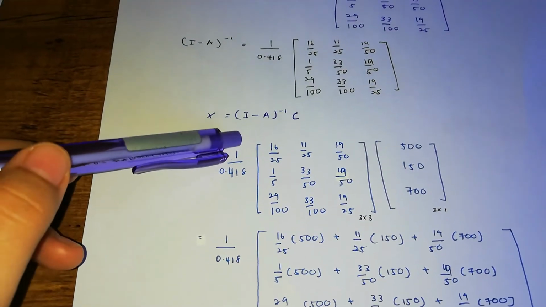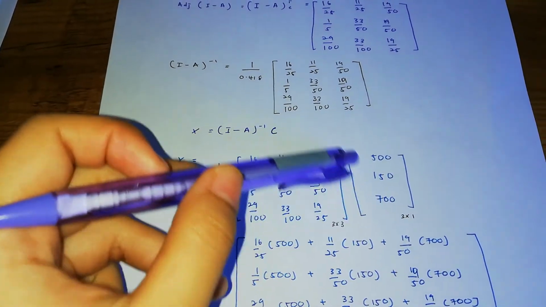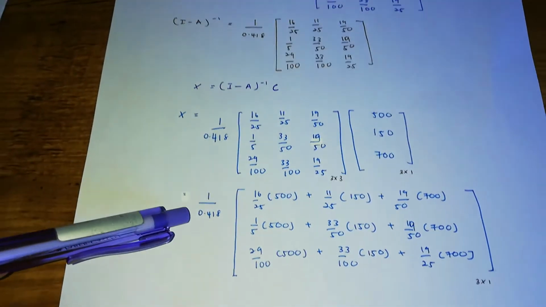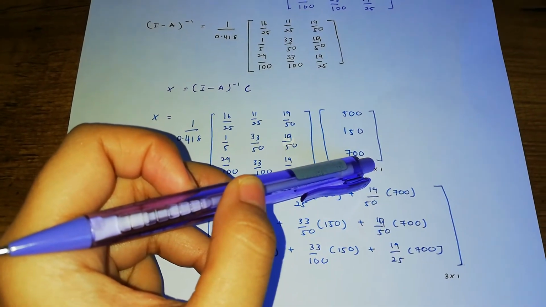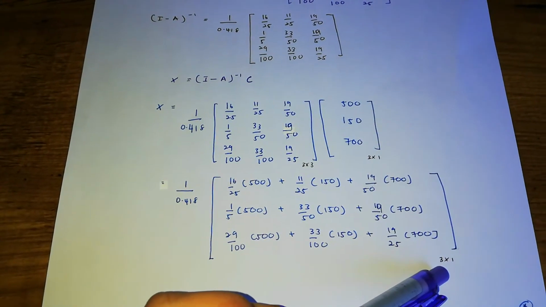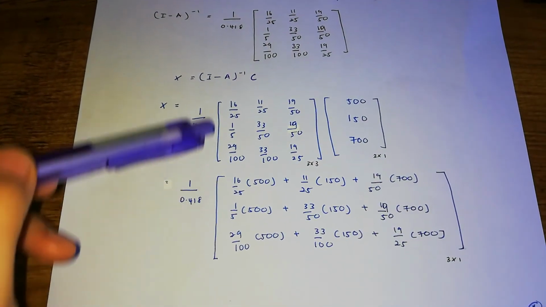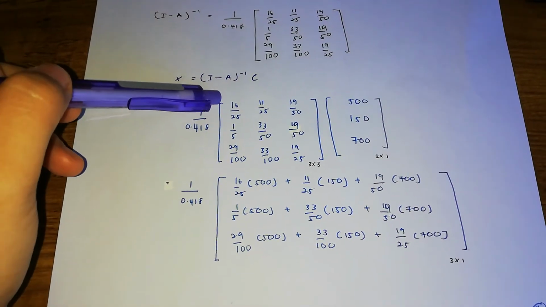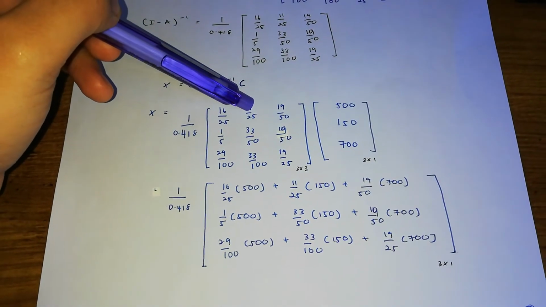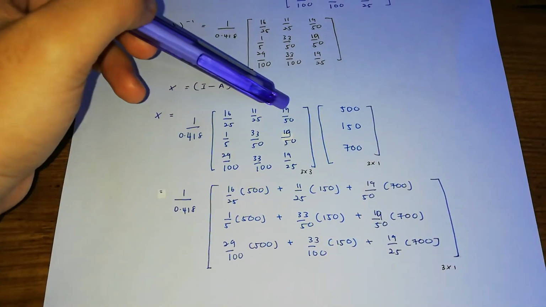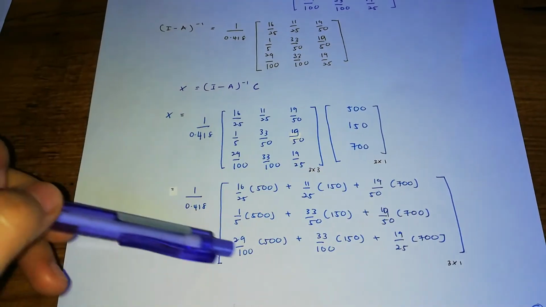So we need to multiply 1 over 0.418 times this one, and then times c. C is the new final demand. Because this one is a 3 times 3 matrix and this one is a 3 times 1 matrix, the final answer is a 3 times 1 matrix. The 1 over 0.418 will multiply with this one: 16 over 25 times 500, plus 11 over 25 times 150, plus 19 over 50 times 700, and we can get the answer.